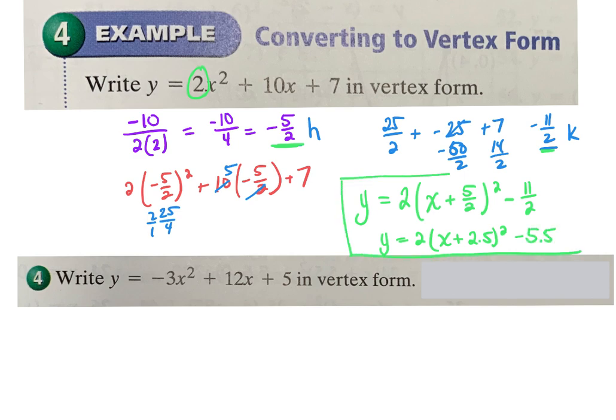Either one is fine. But for vertex form, you just find your x and your y of your vertex using your negative b over 2a and plugging it in. And then those go in the hk places of your vertex form. Your a, whatever they gave you at the beginning, is going to stay your a at the end.